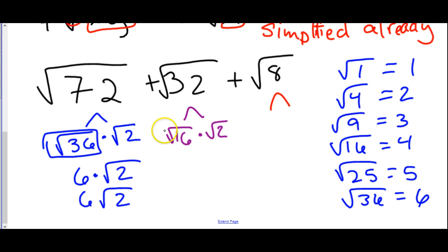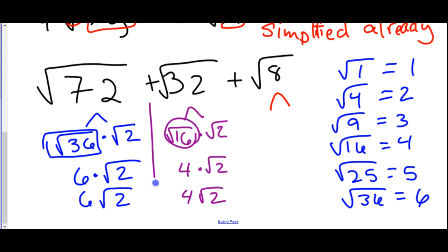Again, now I can simplify each piece individually. Square root of 16 is 4. Square root of 2 we can't simplify anymore. That would give us a decimal, so we have 4 square root 2. And then it's still a plus because we originally had plus up above.